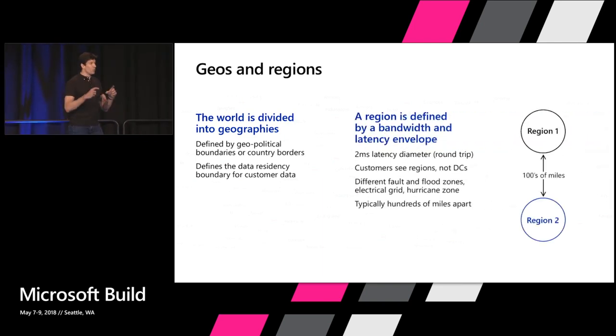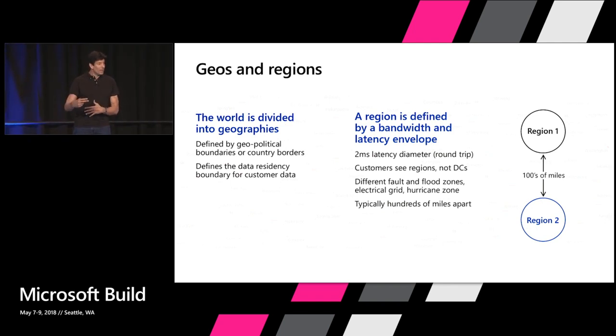Then we define regions within geographies. And for every geography, we have at least 2 regions. We define a region as a latency boundary. So any data centers within that region, and many of our regions have multiple data centers, have to be within 2 milliseconds round trip latency of each other, less than 2 milliseconds. So our target is less, but we guarantee 2 or less. And we do that so that you can build an application that can replicate data within that region.